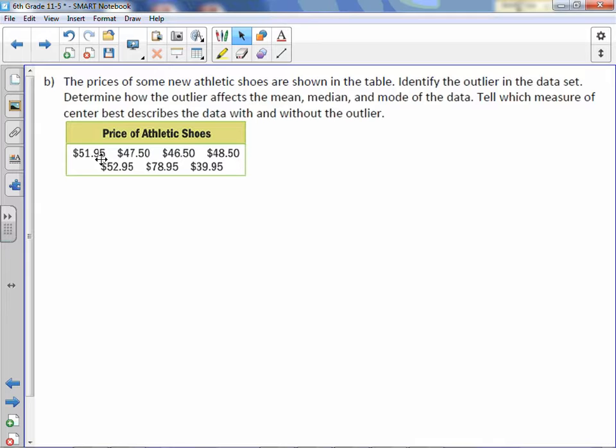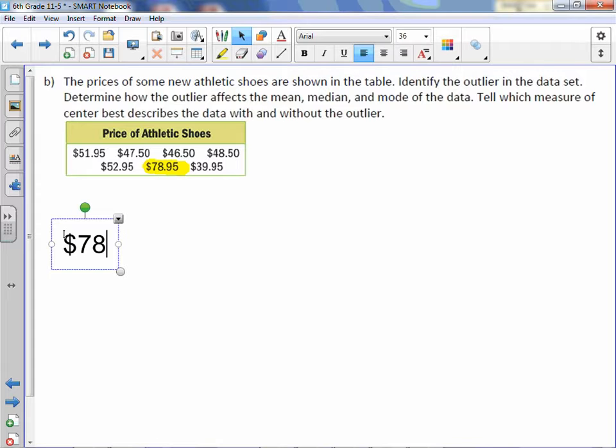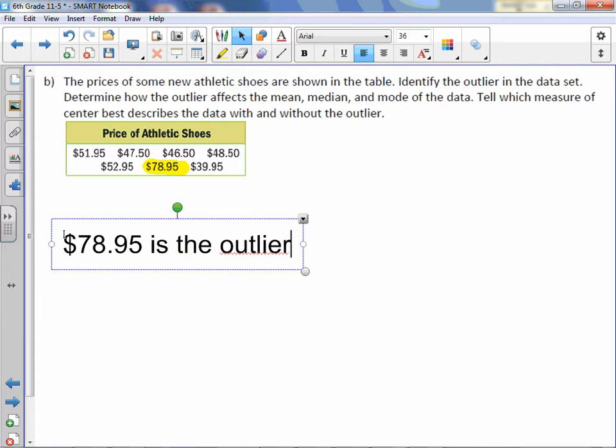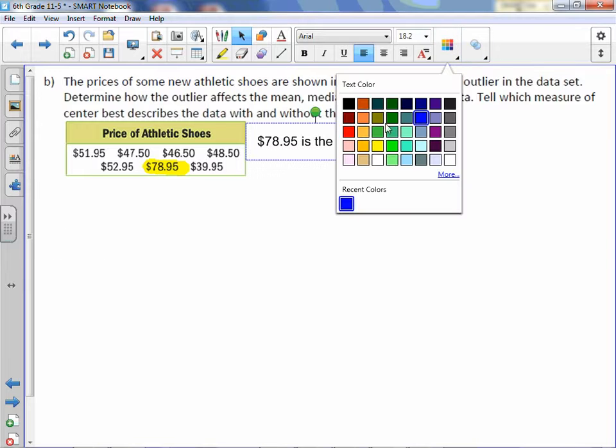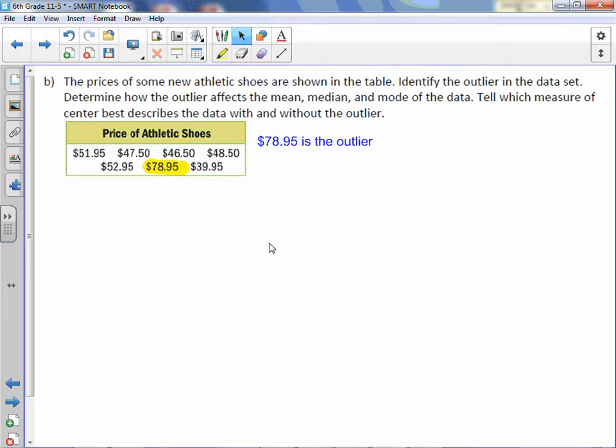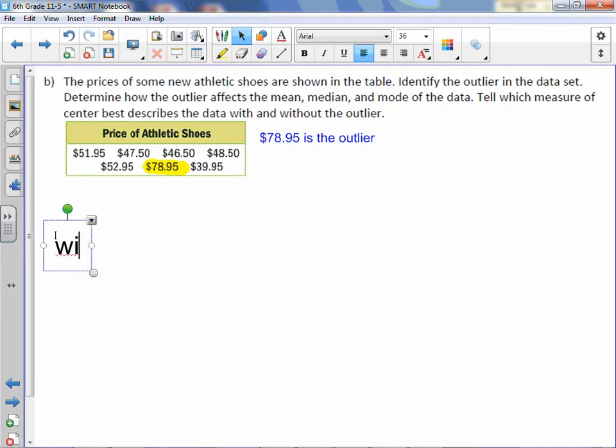We've got prices $51.95, $47.50, $46.50, $48.50, $52.95, $39.95, and then we have this larger amount that jumps all the way up to $78.95. This $78.95 is the outlier. So let's go ahead and identify that. $78.95 is the outlier. Okay. Now let's find the mean, median, and mode with and without the outlier.